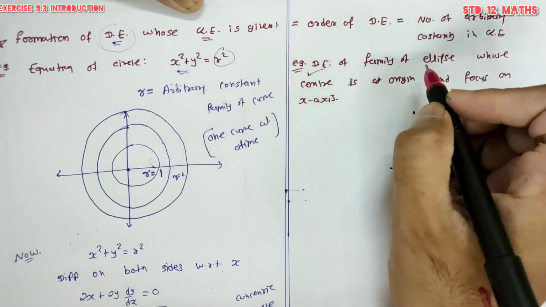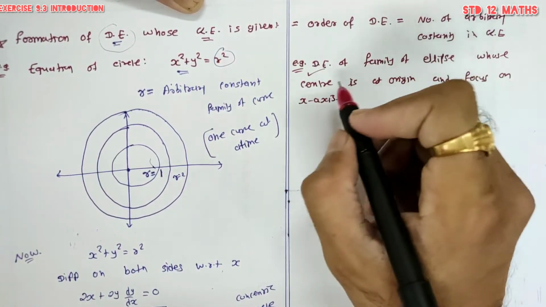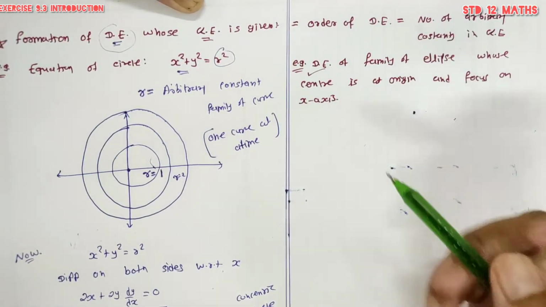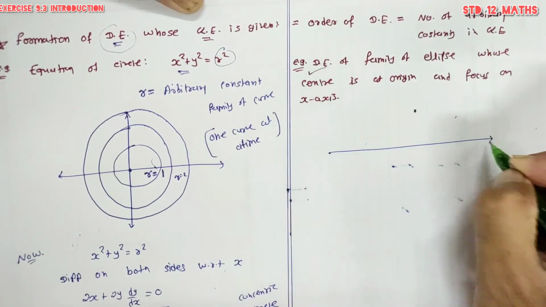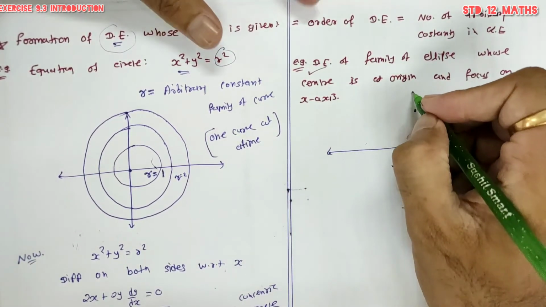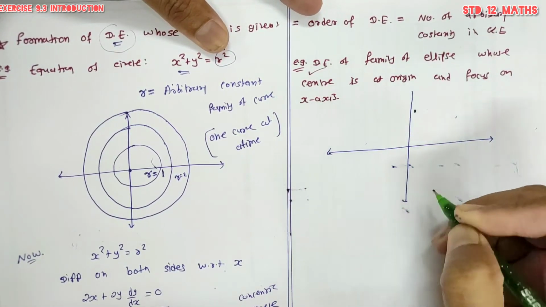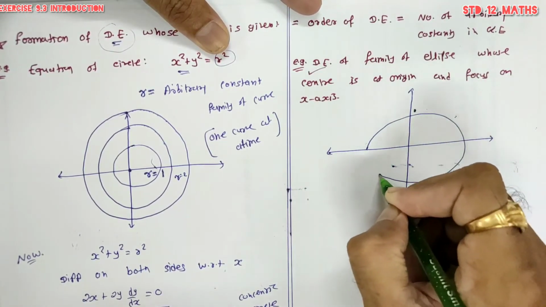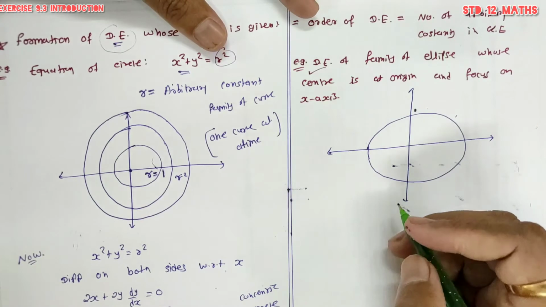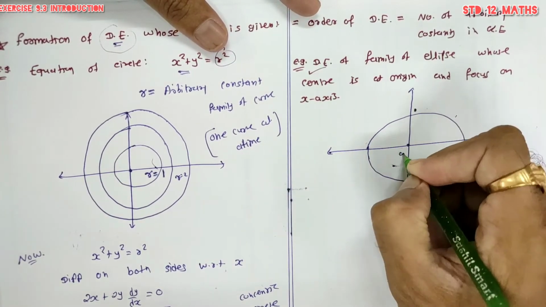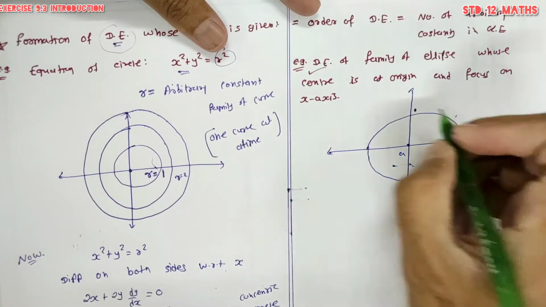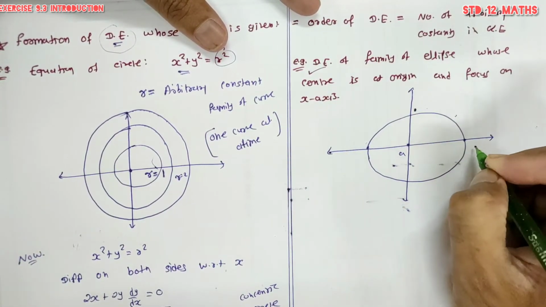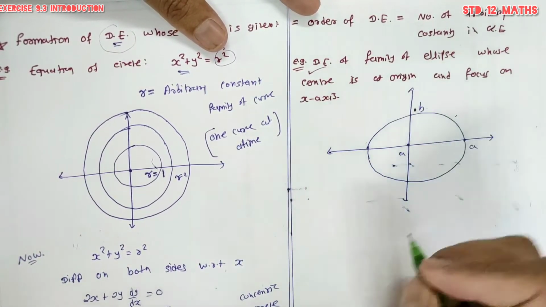The question is the formation of a differential equation. Of what do we have to form the equation? The family of ellipses. Which ellipse? Whose center is at origin and focus along the x-axis. So here the equation of such an ellipse, we have already studied the ellipse. Done. It will look like this, center is at origin and focus on the x-axis. So this will be our semi-major axis A and this will be B.